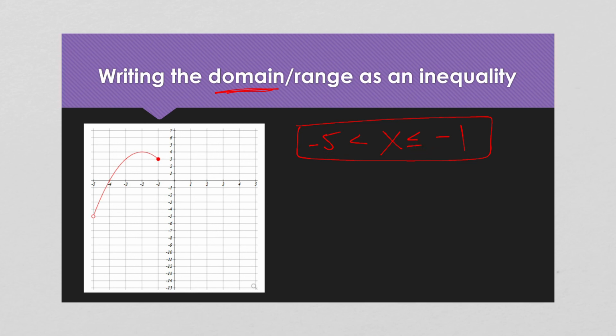Now, let's find our range. I'll do range in a different color. All right, so look. What's the fancy word for our range? It's our y values, right? So we're going to do the exact same thing, only this time we're looking vertically, okay? What is our lowest point? Our lowest point is down here at -5.